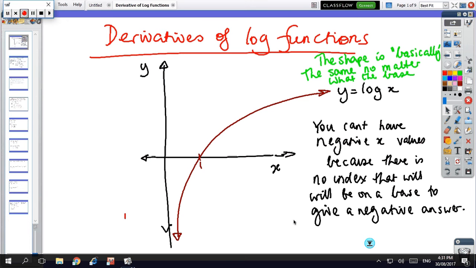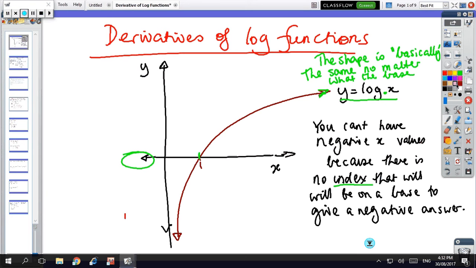Okay, so we've had the basic shape of log done before, and it asymptotes towards the y-axis, and then it goes up to the right-hand side. It goes through 1, and the shape is the same. At the moment we don't have a base, but the basic shape is the same, and the base would change what it might look like exactly, but it'll always go through 1. Now you can't have negative numbers for x because there's no index that gives a negative answer. So the curve looks like that.